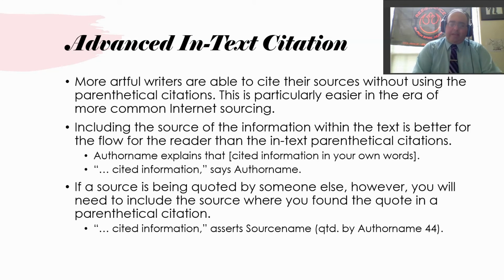So, including the source for the information within the text is better for the flow of the reader than the in-text parenthetical citation. Basically what you're doing here is using a signal phrase for the cited information as your citation. Okay? It's going to act in place of that parenthetical citation. So if you have that signal phrase, you don't need the parenthetical citation. Okay? So, for instance, author name explains that, and then put the cited information in your own words. Okay? That's perfectly acceptable in MLA format for a citation.